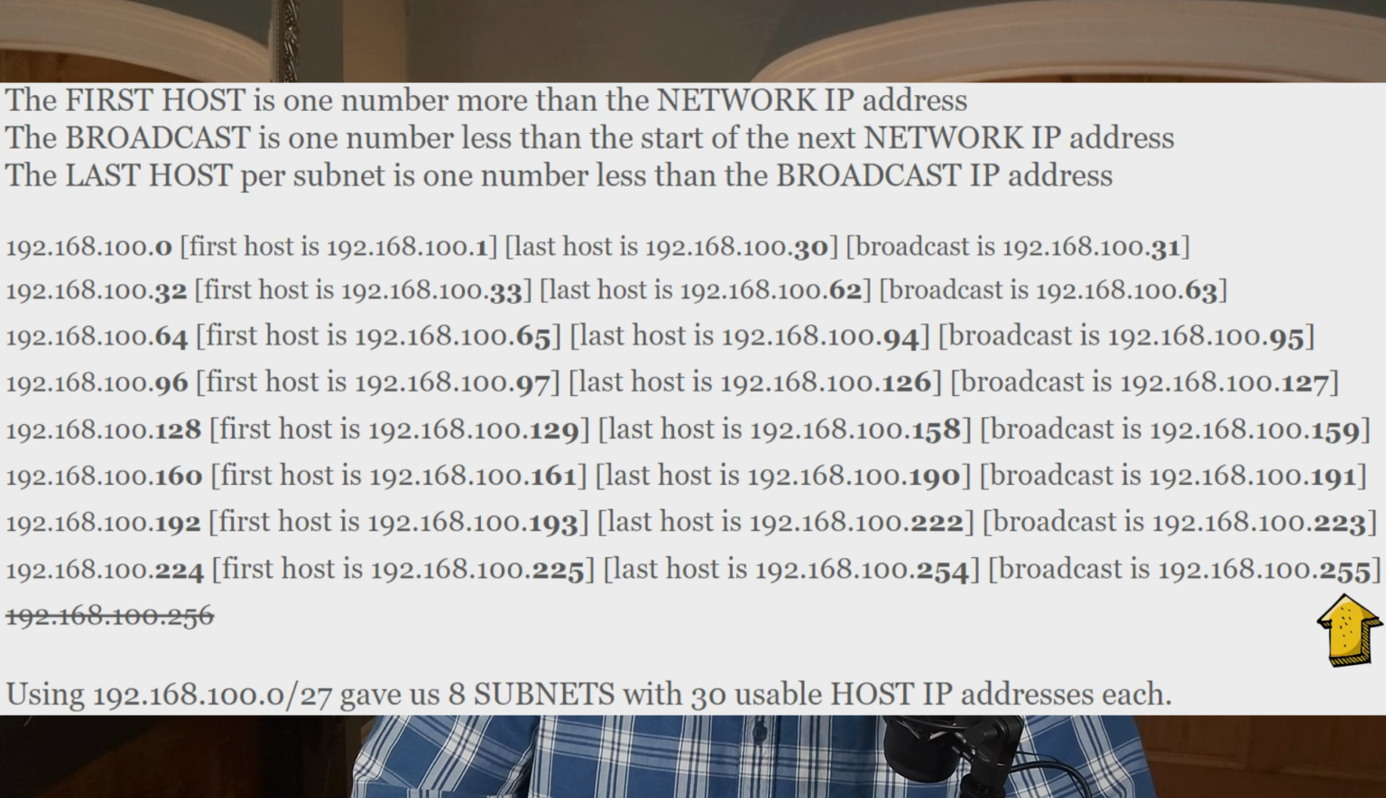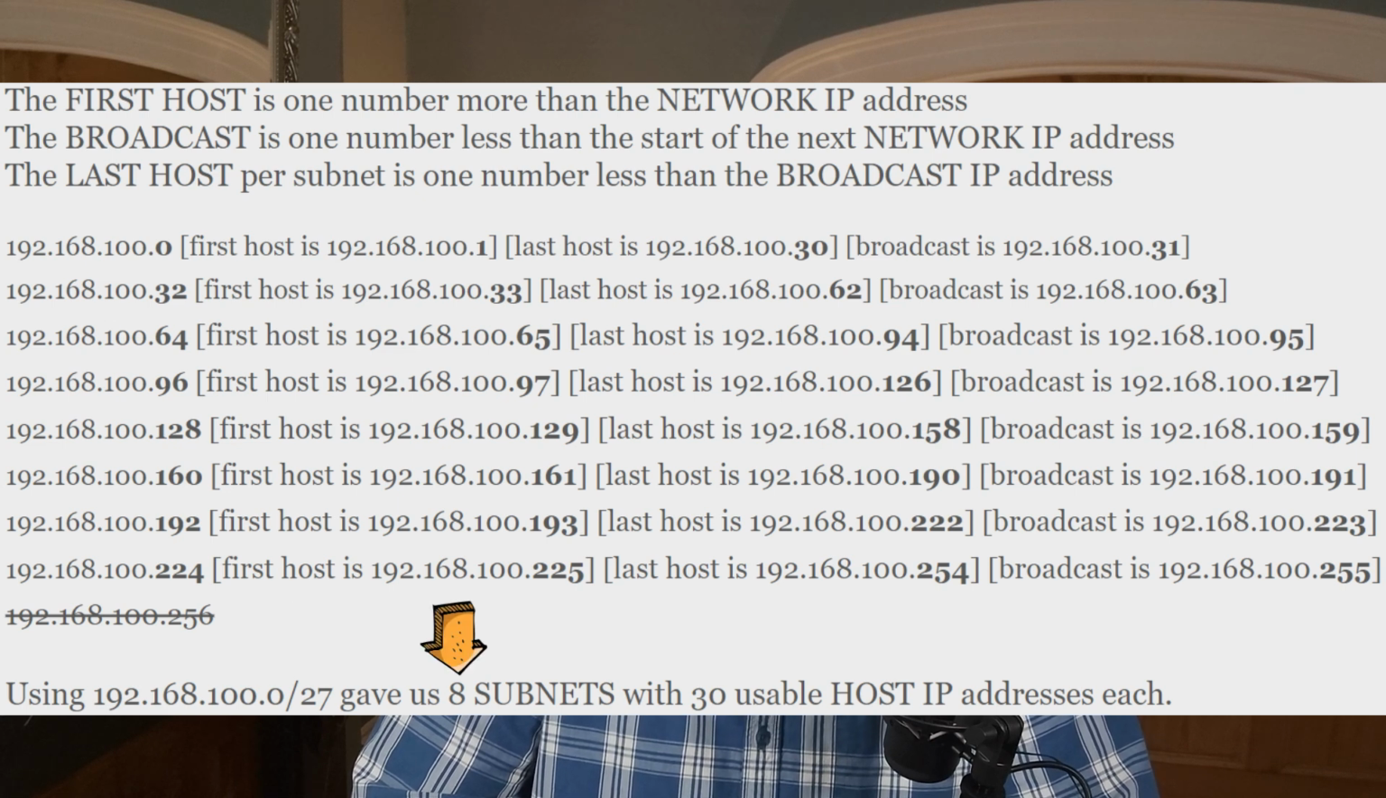The only gotcha is the very last subnet. The broadcast IP address is always 255. So your last usable host IP address will be 254. So using a /27 network with 192.168.100.0 gives us 8 subnets with 30 usable host IP addresses in each subnet.